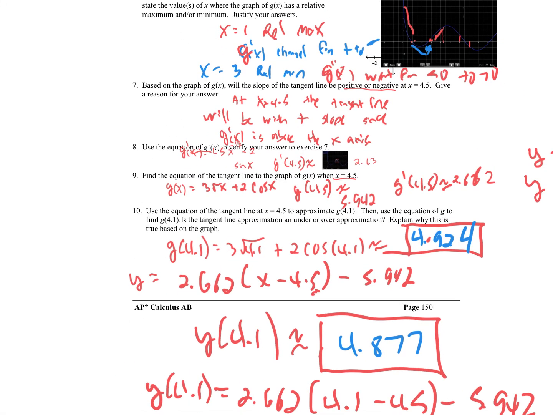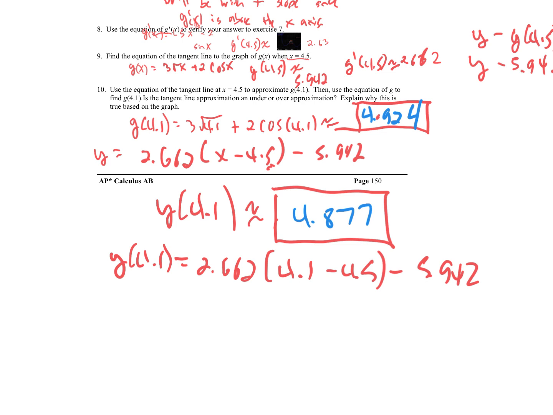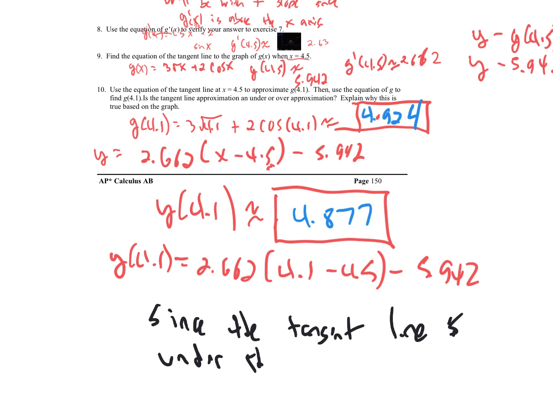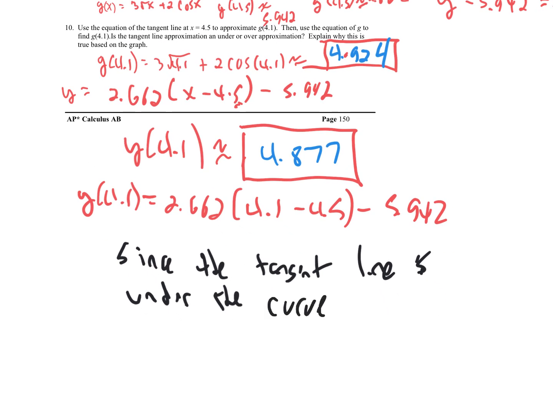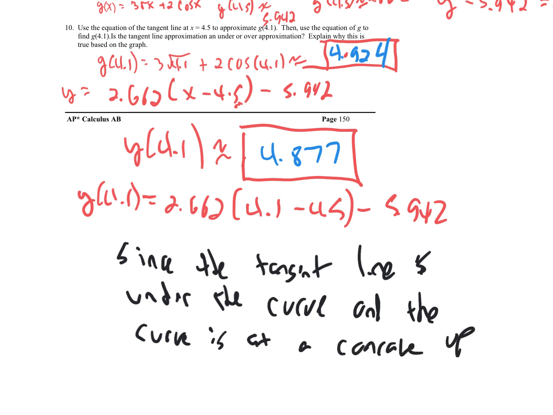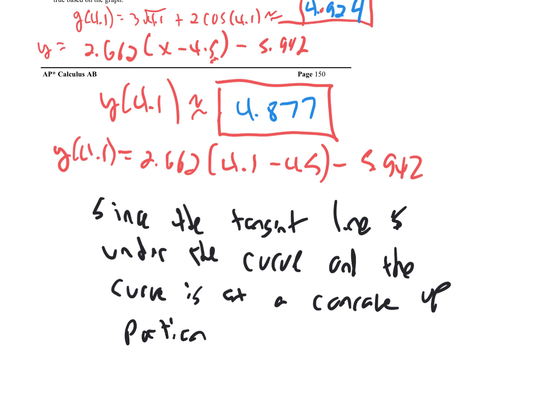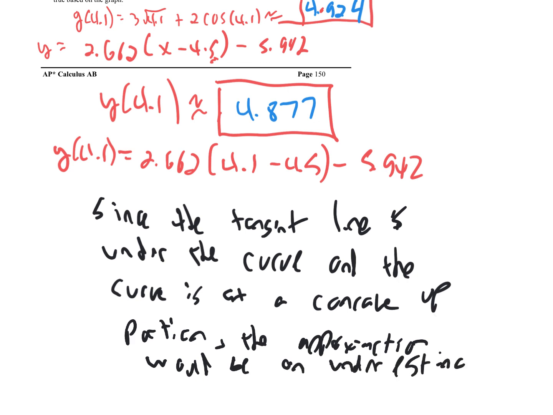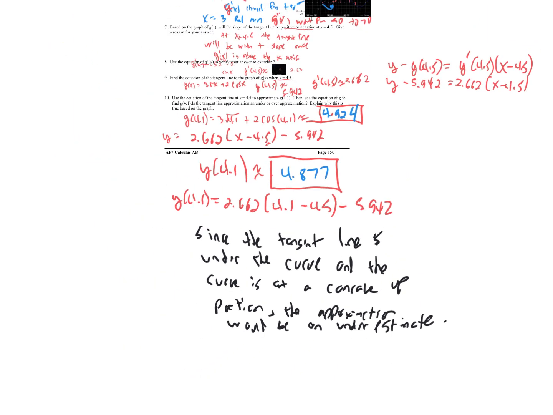It actually does make sense to me that since the tangent line is under the curve and the curve is at a concave up portion, the approximation would be an underestimate. Boom. All right, there's the page.